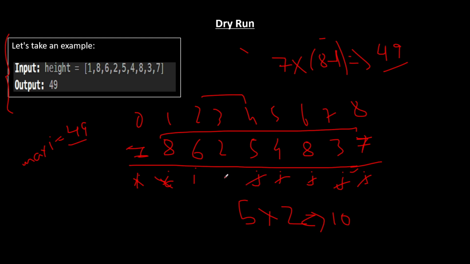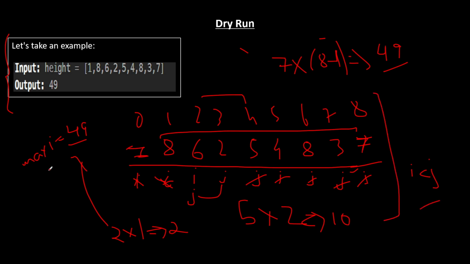Again, we move j to 2. 2 is smaller, the distance between them is only 1, so the output becomes 2. So this is also not considered because it is smaller than 49. Now we move j here and it violates the condition i less than j. So we break out of the loop and we return maxi equal to 49, which is our output.